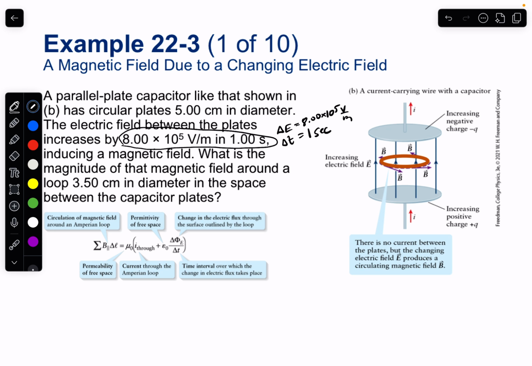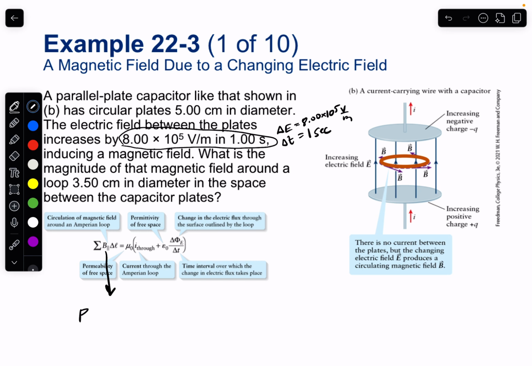And that induces a magnetic field. What is the magnitude of that magnetic field around a loop that's 3.5 centimeters in diameter? Okay, so we're gonna place a loop. It's not a real loop. It's not a current carrying wire or anything. It's almost like a Gaussian surface, right? It's called an Amperian loop, and it's just a fictitious loop where we're gonna measure the field around that loop. So let's use the Maxwell-Ampere law, and let's kind of break it down. So the left-hand side, we're solving for the B field.